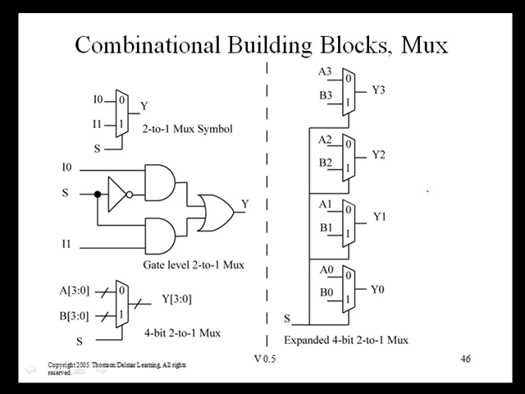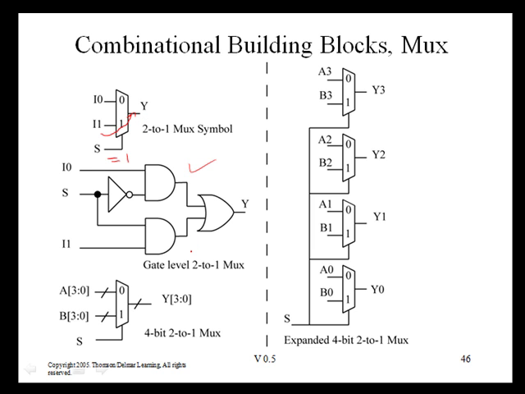So let's move away from individual gates and move towards combinational building blocks. A very important combinational building block is called a multiplexer, or a MUX for short. This is a symbol for a 2-to-1 MUX. Basically what you can think of this doing as steering either this signal or this signal to the output. If S is a 0, then this signal right here, I0, will be steered to the output Y. If S is a 1, then this signal right here, I1, will be steered to output Y.